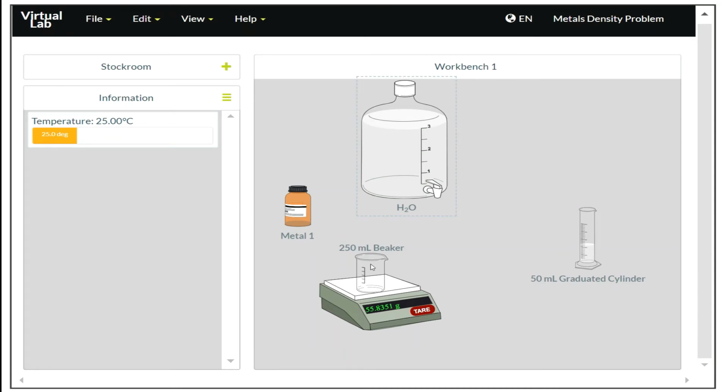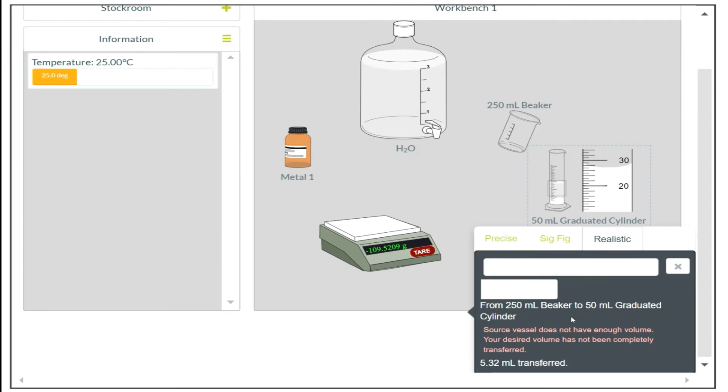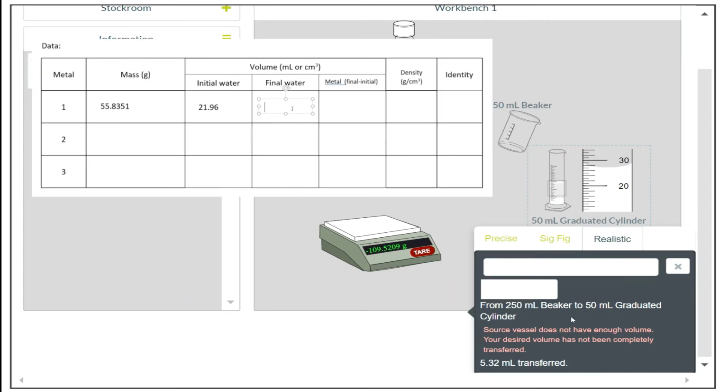Then transfer metal 1 in a beaker into the graduated cylinder containing distilled water to see the final volume of distilled water. From the graduated cylinder, the final volume was 27.28 milliliter. So after calculating the difference, the volume of metal is 5.32 milliliter. By using the formula of mass over volume, the density of metal was 10.49, and based on the density already stated in the question, the metal is silver.